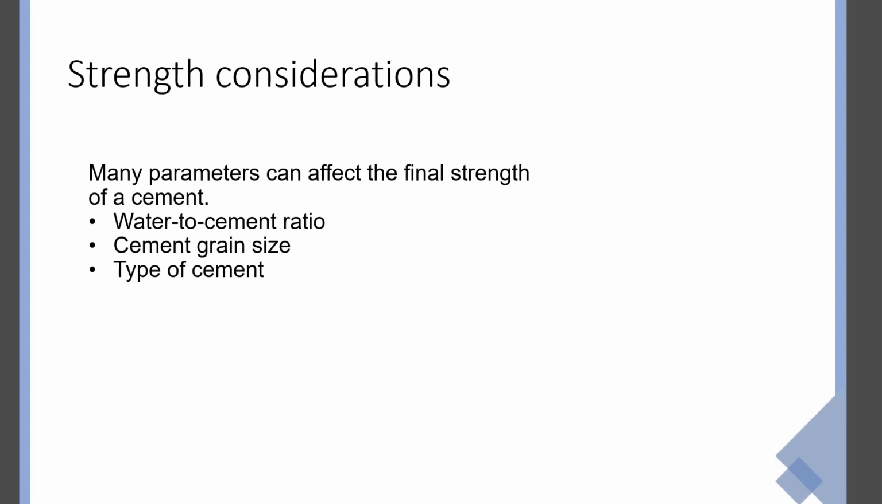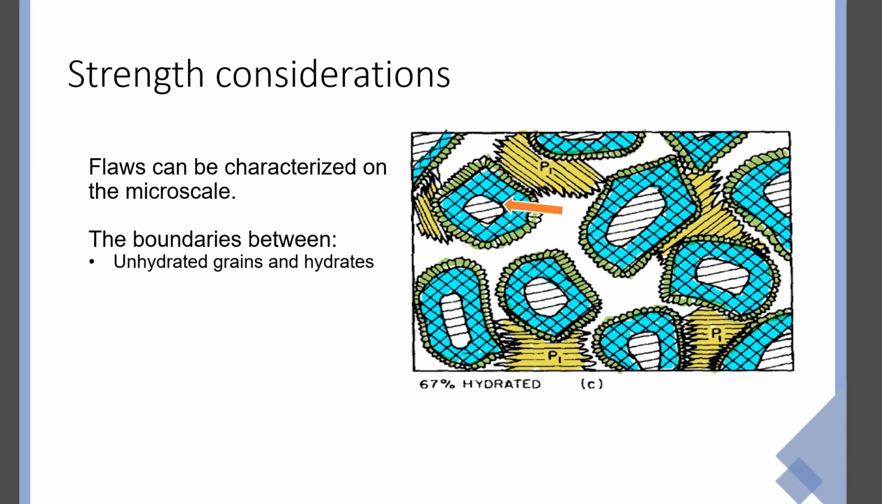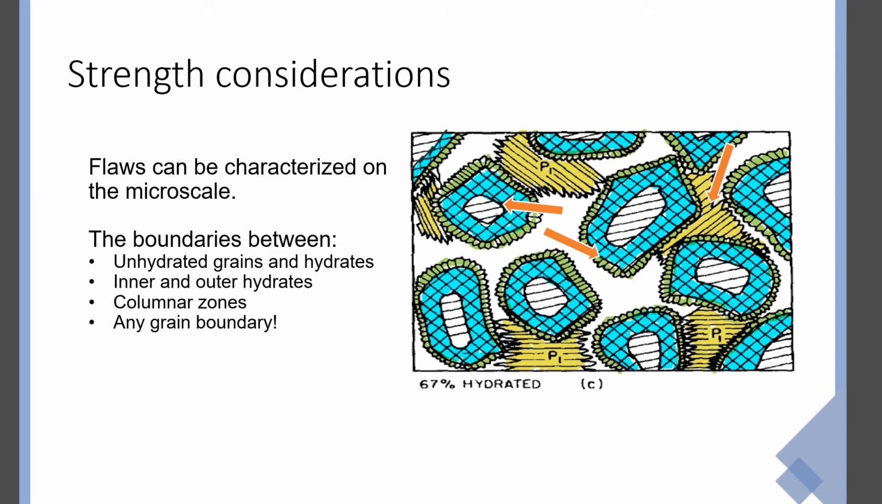Many parameters can affect the strength of cement, including the water to cement ratio, the size of the cement grains, and also the type of cement. On a smaller scale, we can see certain flaws by characterizing the boundaries between the various microstructural features. In particular, flaws can form on the boundaries between unhydrated grains and hydrates, inner and outer hydrates, and columnar zones. But really, any grain boundary is a great spot to form flaws.